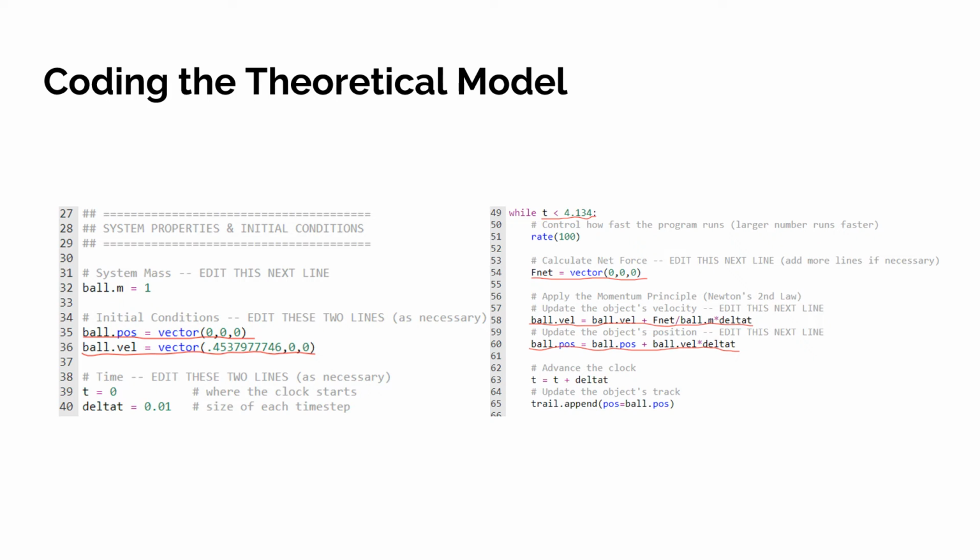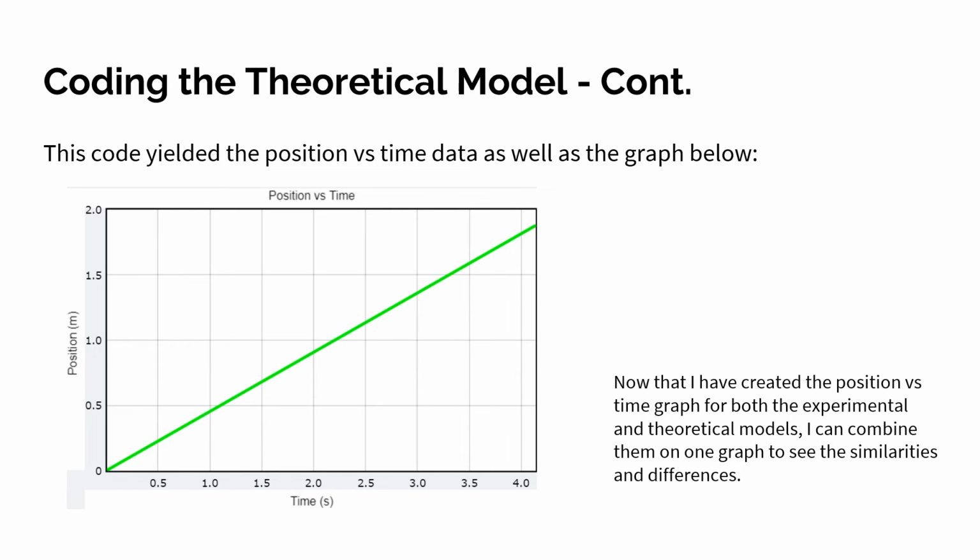I also updated the formulas under the momentum principle section just to visually show what values are being used to calculate the updated position and velocity. This is the position versus time graph that the code yielded.